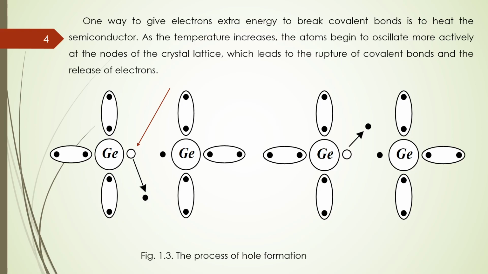As the temperature increases, the atoms begin to oscillate more actively at the nodes of the crystal lattice, which leads to the rupture of covalent bonds and the release of electrons. When an electron breaks a covalent bond and becomes a conduction electron, instead of it there is a vacancy near the atom, which is called a hole. The process of forming an electron-hole pair is called generation. In the process of generation, the additional energy required to break the covalent bonds is absorbed.